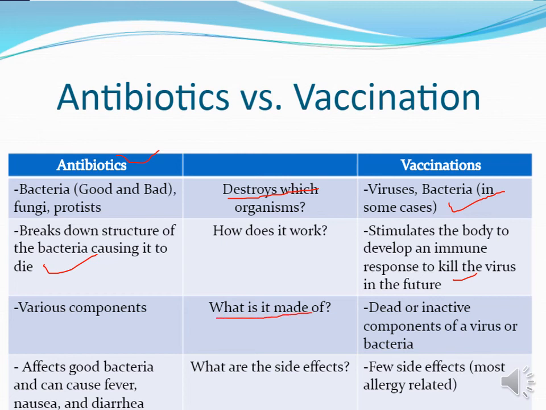Then, what is it made of? So antibiotic is made up of various components, and vaccination will be made up of dead or inactive components of a virus or bacteria. And the last difference between them, what are the side effects? Very important. Antibiotics affect the good bacteria and can cause fever, nausea and diarrhea. In vaccination, very few side effects, most allergy related, and hence the doctor will always be asking you what allergies you have had in the past, and based on that he or she will be providing you vaccination. So I hope it is crystal clear how antibiotics are different from vaccination.